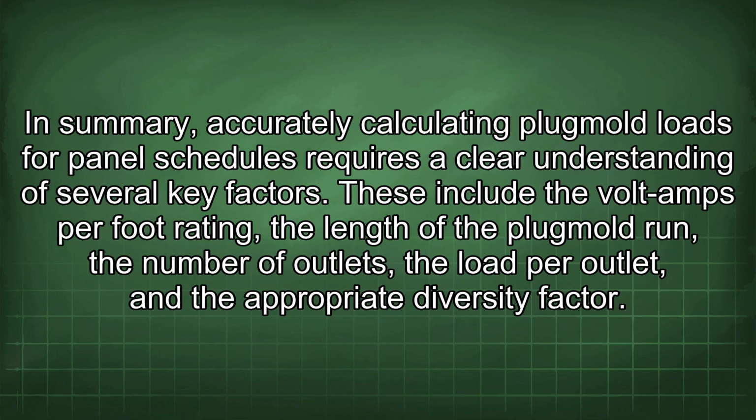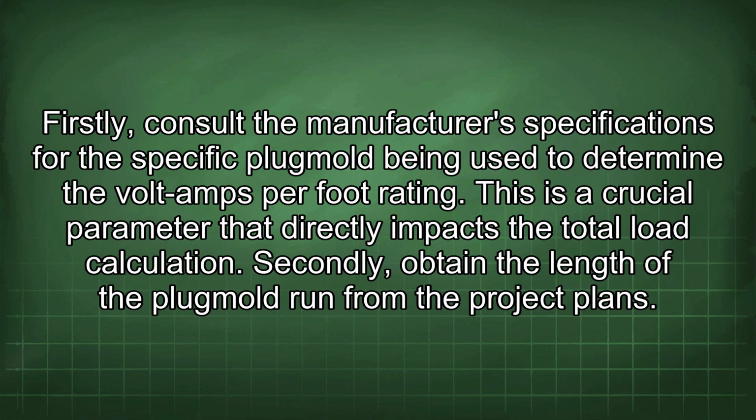In summary, accurately calculating Plugmold loads for panel schedules requires a clear understanding of several key factors. These include the volt-amps per foot rating, the length of the Plugmold run, the number of outlets, the load per outlet, and the appropriate diversity factor. Firstly, consult the manufacturer's specifications for the specific Plugmold being used to determine the volt-amps per foot rating. This is a crucial parameter that directly impacts the total load calculation.